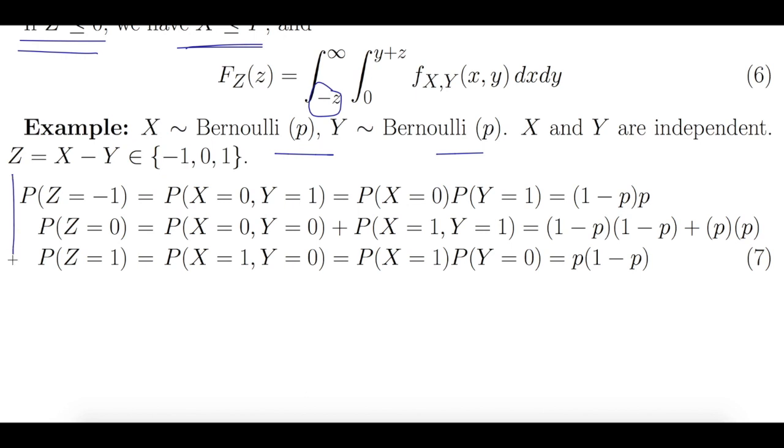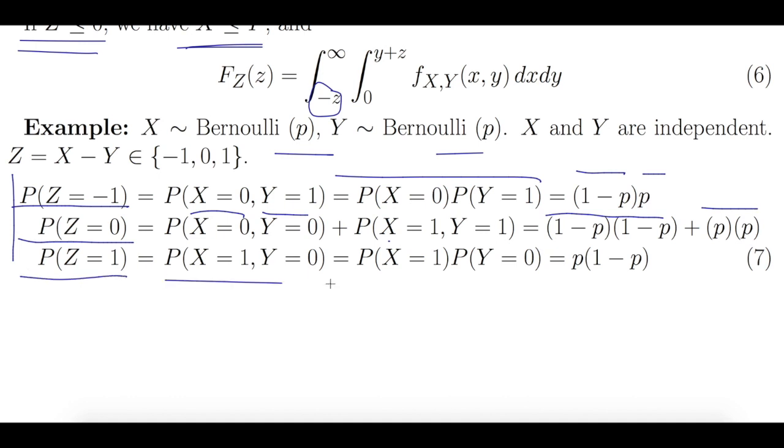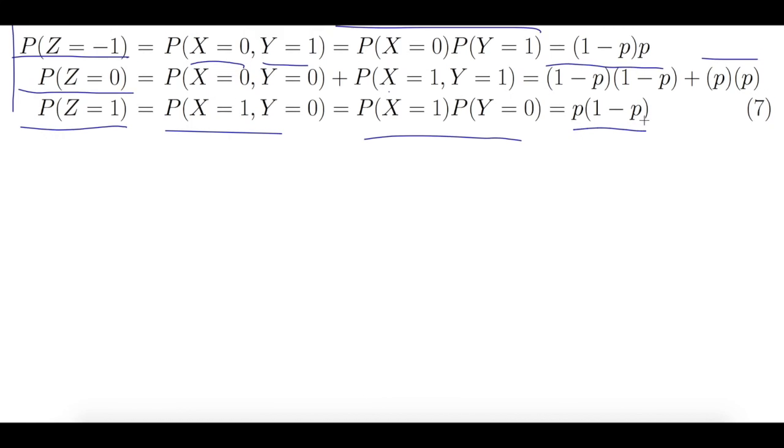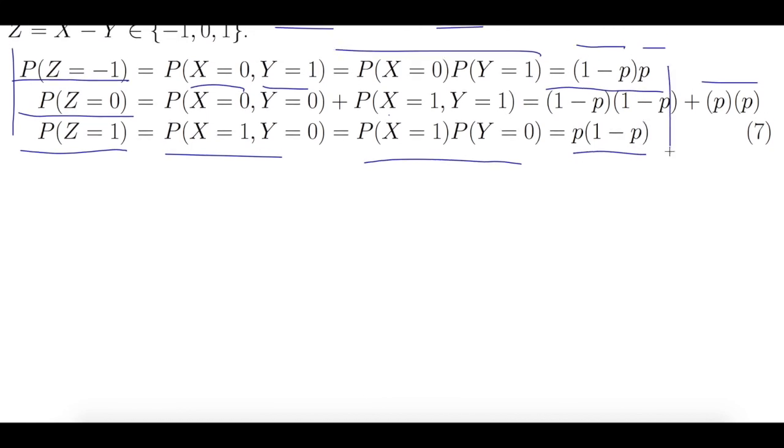Whenever z is equal to negative 1, which means x is equal to 0 and y is equal to 1, since they are independent, we can multiply them. So that's why we have 1 minus p and p here. Whenever z is equal to 0, we have two possibilities: x and y both 0 and x and y both 1. So that's why we have this possibility and this possibility. Whenever z is equal to 1, which means x is equal to 1 and y is equal to 0, we have this possibility, and this is equal to this value. If you add these three, you will surely get a 1.